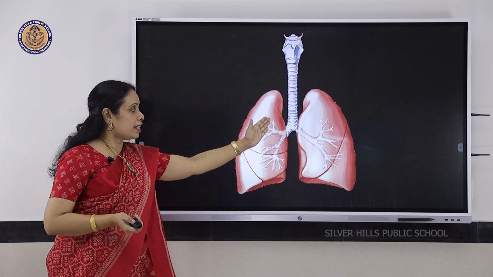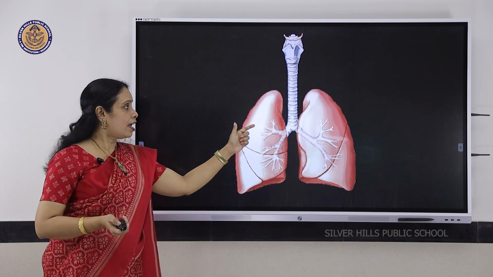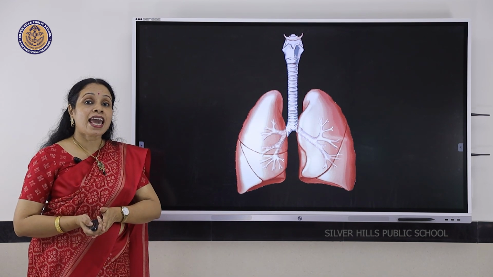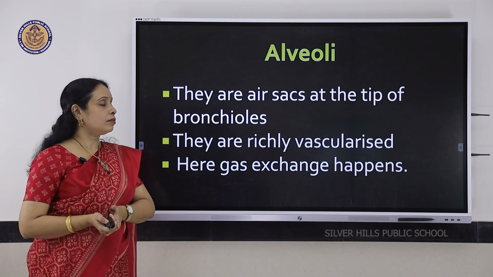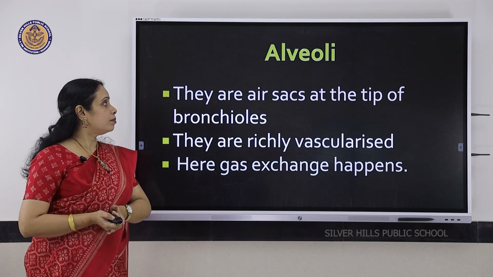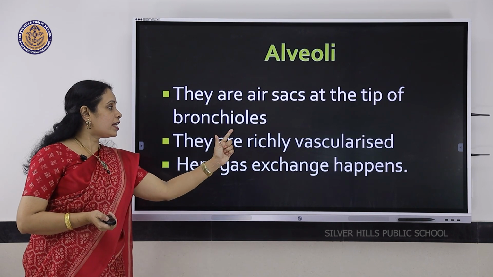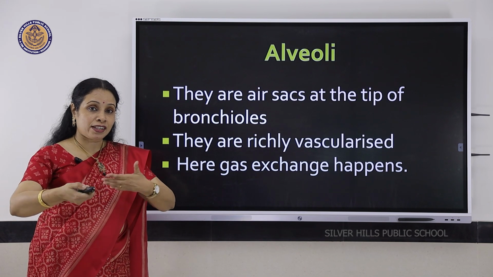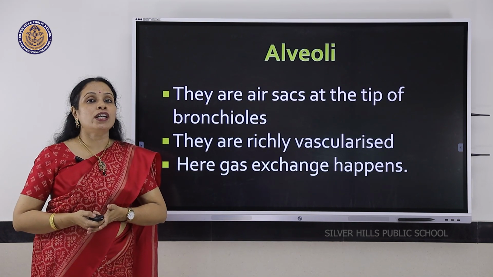Okay, so trachea divides into two bronchi, which divides into bronchioles, and they end in air sacs. So the air sacs are called alveoli. They are richly vascularized for the purpose of gas exchange by a process called diffusion.